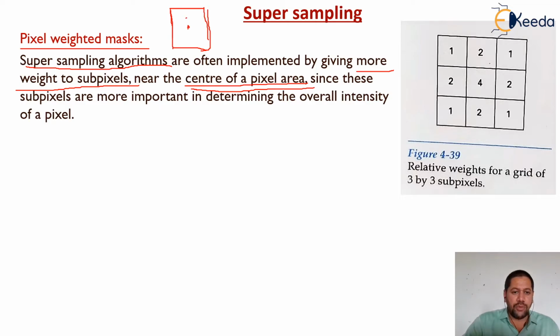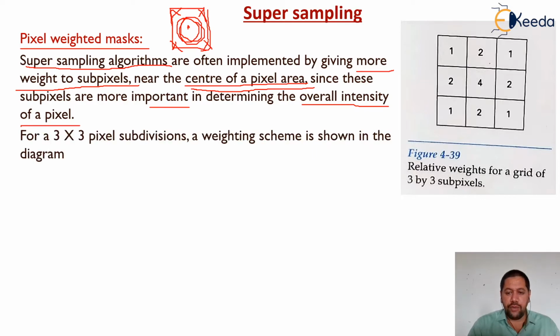It means the area of the pixel which is at the center has more weightage, and the other areas at the sides do not have as much weightage. They have less weightage, meaning less intensity values are given, because the center of the pixel area, and these subpixels, are more important in determining the overall intensity of the pixel. So let us see this in detail with an example.